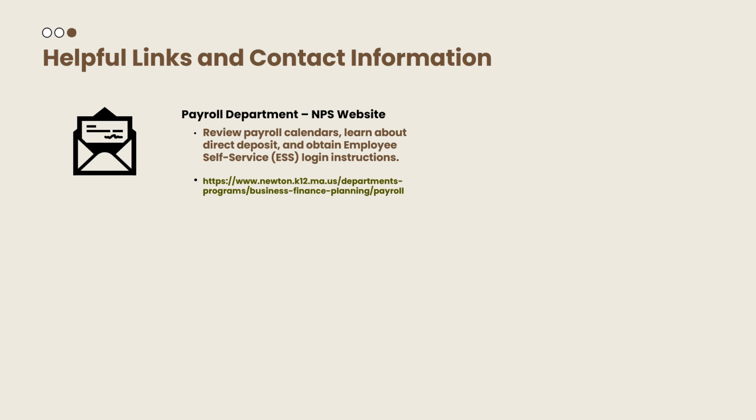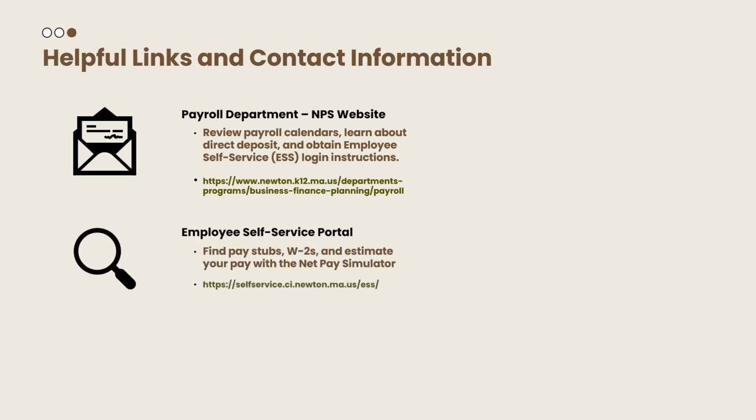Employees may have several questions about payroll, particularly new employees receiving pay for the first time. The payroll department's page of the website offers information on payroll dates, payroll process, and the employee self-service portal. This portal provides employees access to their pay stubs, W-2s, and the Net Pay Simulator, a tool to estimate your net pay based on changes to your period pay and/or deductions. These changes will result in a new net pay figure, which employees can view by using the simulator.